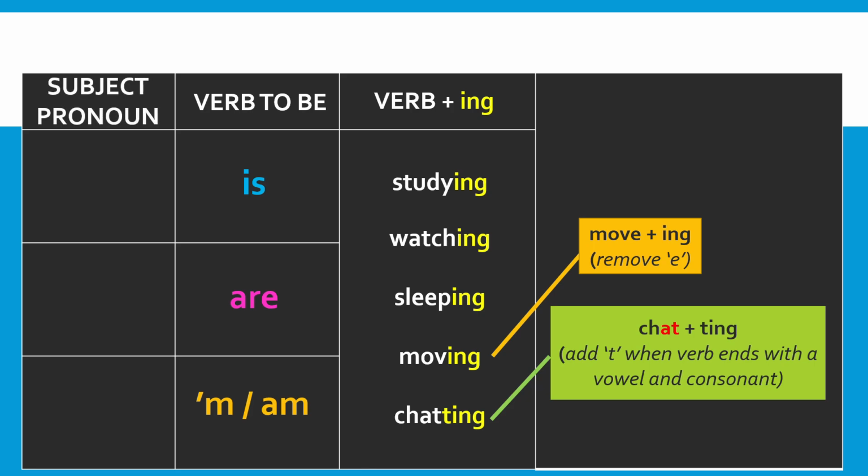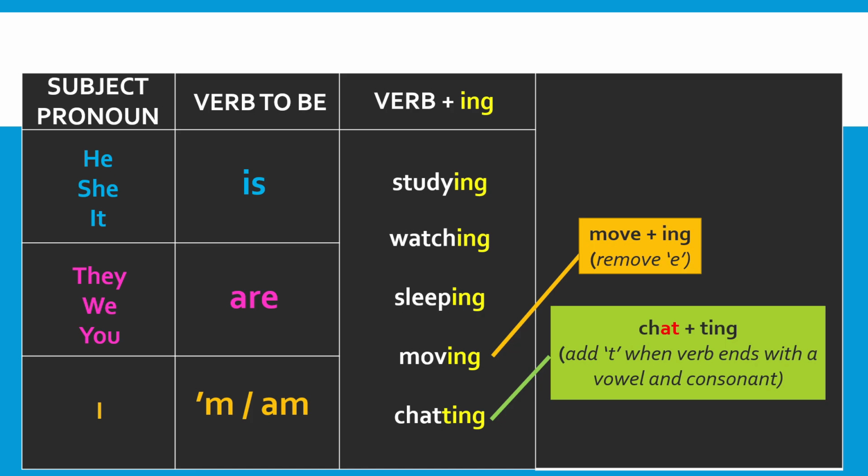However, these three verb to be are decided by the subject pronoun. When you want to use he, she, or it, then you will have to put in verb to be is together with any verb plus ing that you want. And if you want to use the verb to be are, you will need to have the subject pronoun they, we, you. And last but not least, if you want to use the verb to be am, it's only for the subject pronoun I.